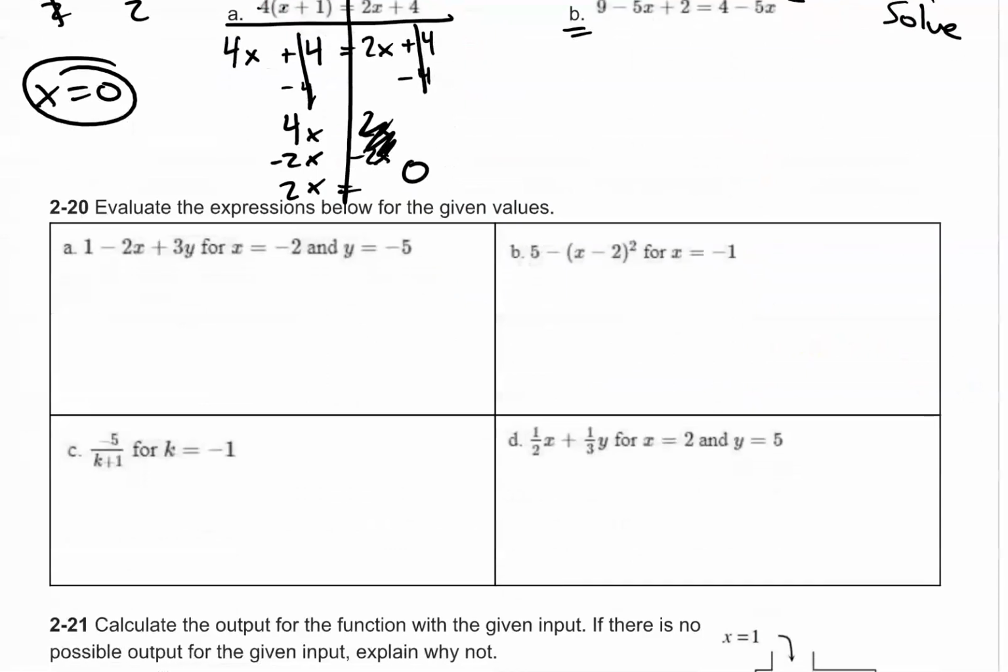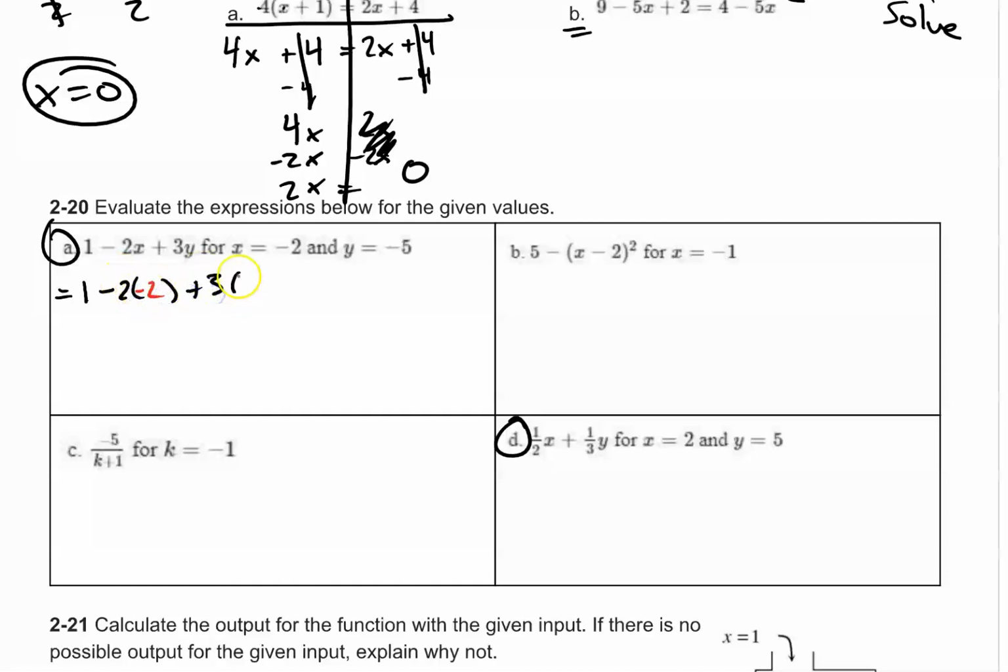Let's try 2-20. I'll do A, I'll do D. So for A, we're just supposed to evaluate. That means plug in 1 minus 2, 1 minus 2, and then 2 times negative 2.